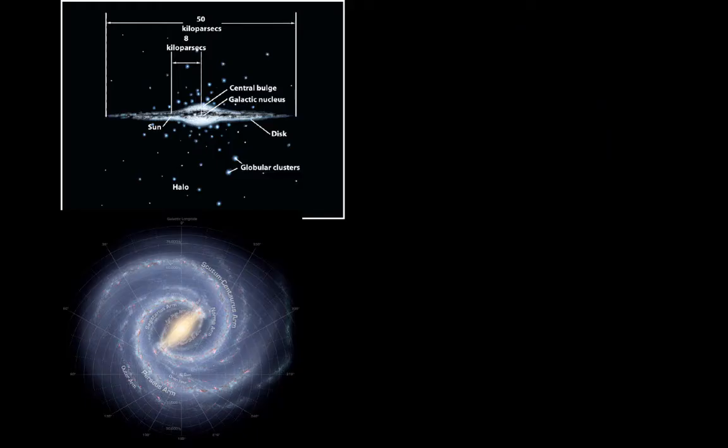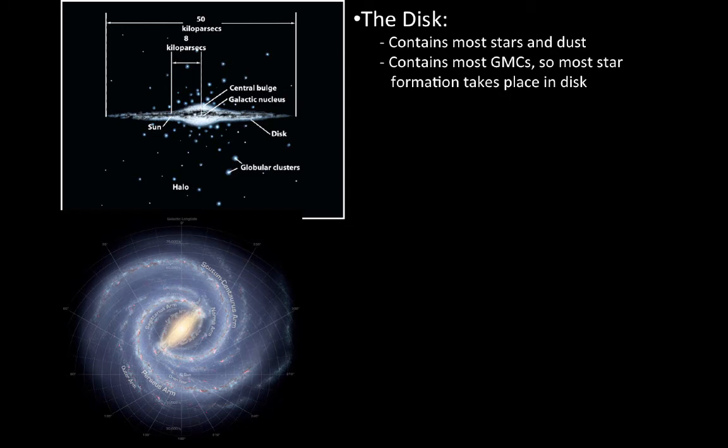Okay, so let's run down some basic facts about our galaxy. The disk of the galaxy that contains the spiral arms is where most of the stars and dust in our galaxy are contained. It contains most of the giant molecular clouds, so this is where all the star formation takes place. It contains all of the open clusters, which are between a few million to a billion years old. Those are clusters such as the Pleiades and the Hyades.